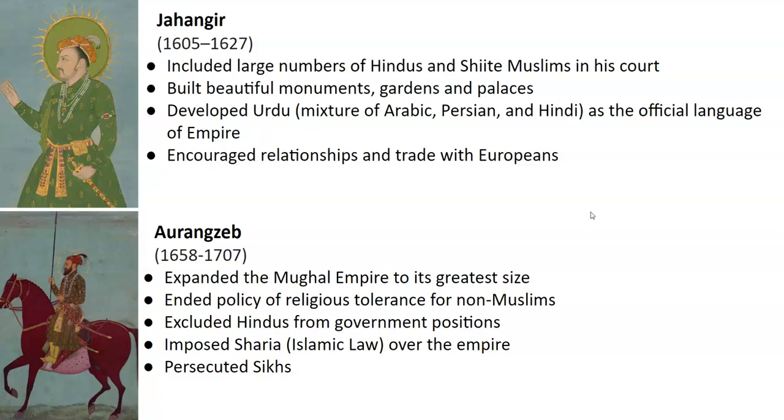And lastly, Aurangzeb, probably the last of the great Mughal emperors, but he's also the one who changed the empire from a religiously tolerant empire to a non-tolerant one. He expanded the Mughal Empire to its greatest size, but he ended the policy of religious tolerance for non-Muslims. He excluded Hindus from government positions, imposed Sharia Islamic law over the empire, and persecuted the Sikhs. So Aurangzeb is not really a great guy. He is a religious zealot, and his policies lead to the beginning of the weakening of the Mughal Empire.